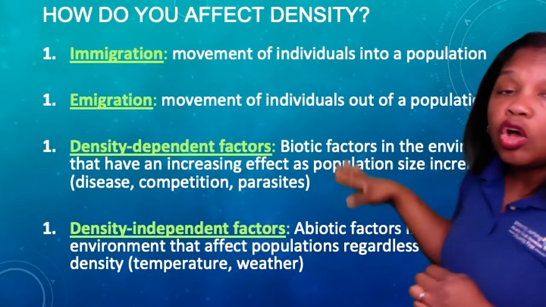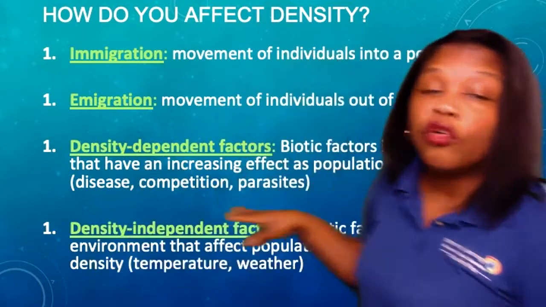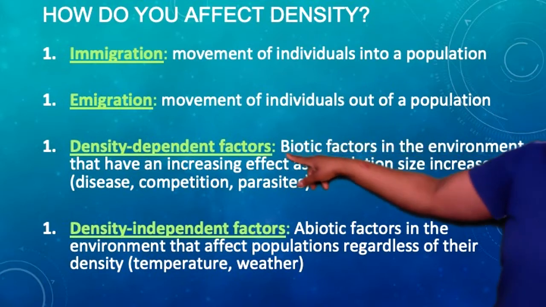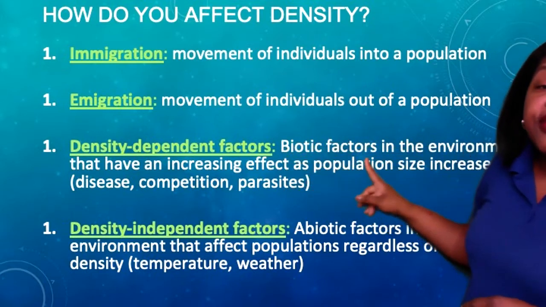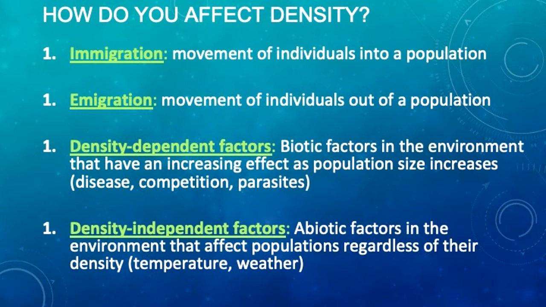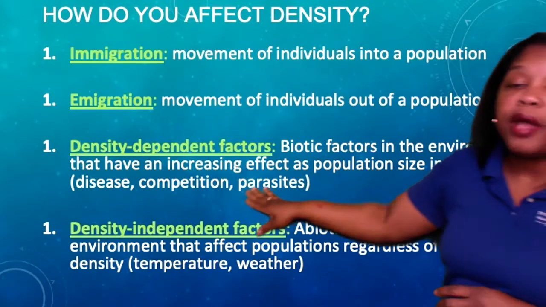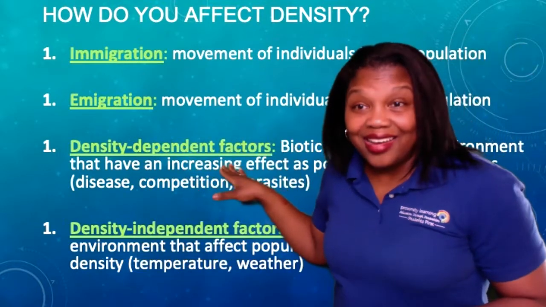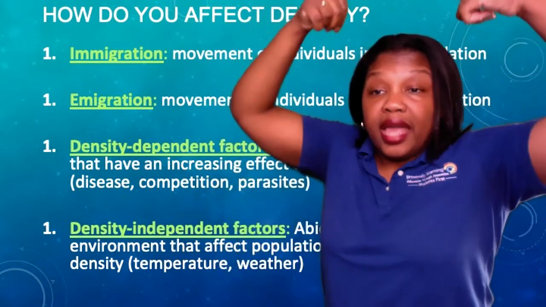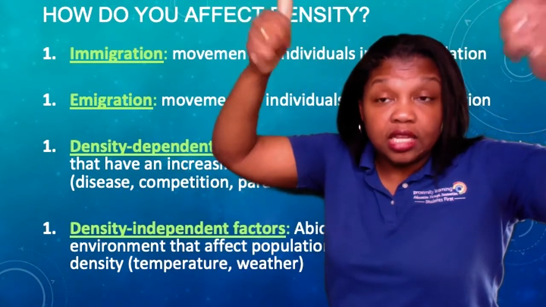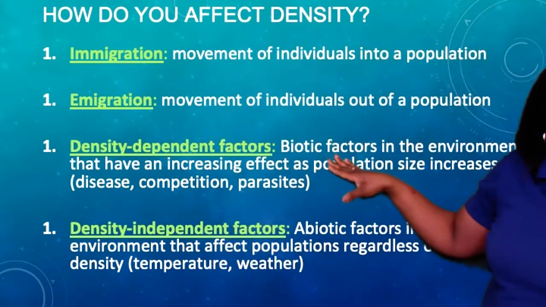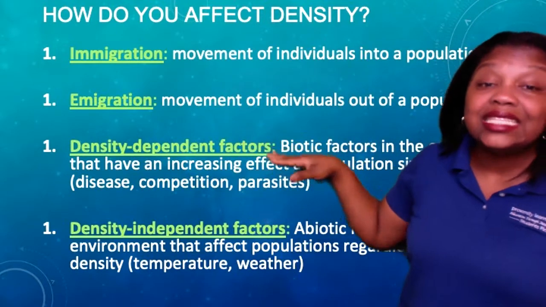Now, there are some factors that also affect our density. What's called density-dependent factors. These are biotic factors, or living. Remember, biotic means living. Bio means life. So biotic factors in the environment can have an effect on our population size. Things like disease, competition, and parasites. Disease, COVID-19, we just talked about that. That is why, again, New York City skyrocketed in cases of COVID-19, but had lower rates in some other states because of the density. COVID-19 is a perfect example of a density-dependent factor.